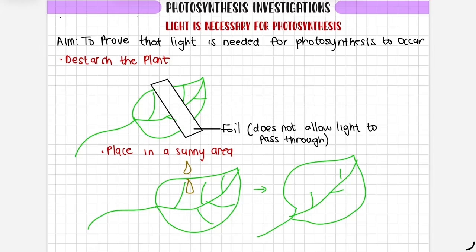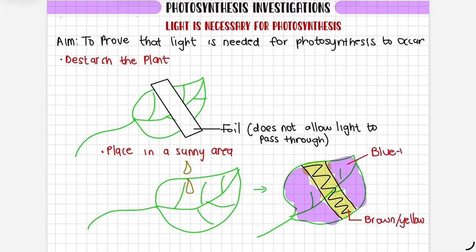These are the results that you should be able to see. The part that was covered with foil should remain brown as the experiment, and the part that wasn't covered should turn blue-black to show that light is necessary for photosynthesis. So the part that is blue-black is our control. This is because the independent variable, light, was given to the leaf, while in the experiment we manipulated the independent variable.